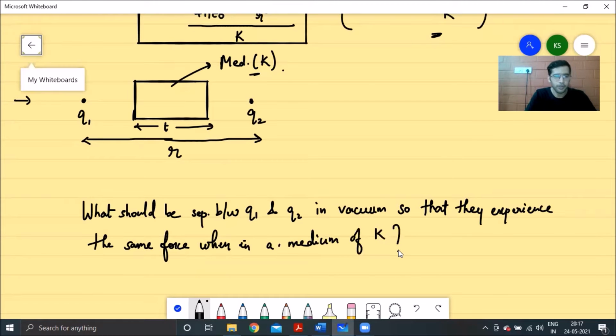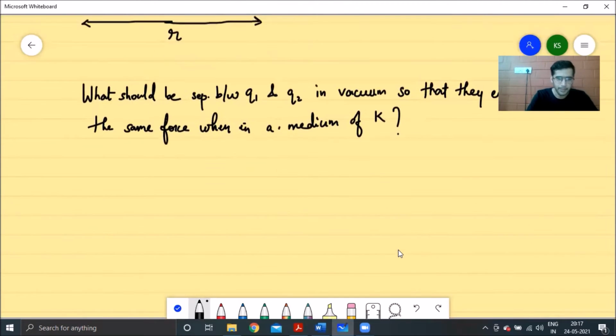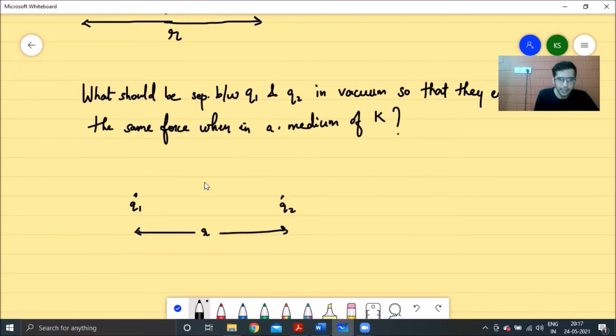So essentially what we are asking over here is, let's say, again going back to our previous case, we have Q1 and Q2, and these Q1 and Q2 are separated by a distance R, right? And let's say that the entire region in between them is occupied by a medium of dielectric constant K, not a particular region, the entire region.